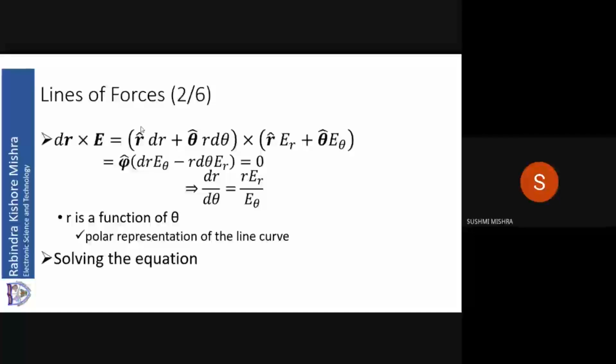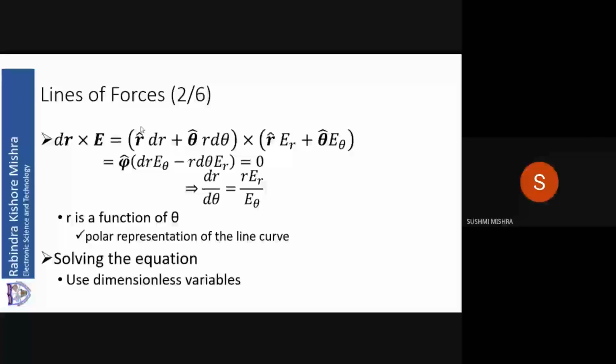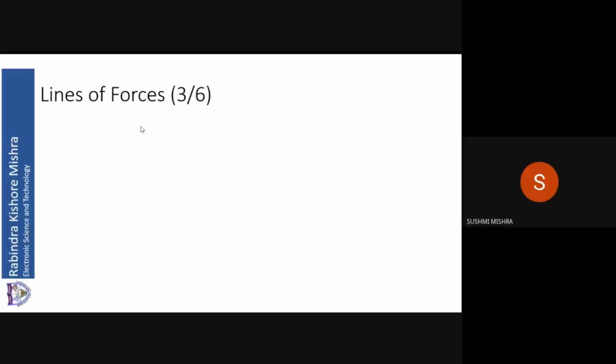Right? So now let us solve these equations, whatever equations we have got: dr by r d theta is equal to Er upon E theta. How will we solve those equations? Start with using some dimensionless variables. So I will define these dimensionless variables. Let me take alpha is equal to k into r. k is equal to 2 pi by lambda, so it has dimension of inverse of L. r has dimension L, so alpha is dimensionless.